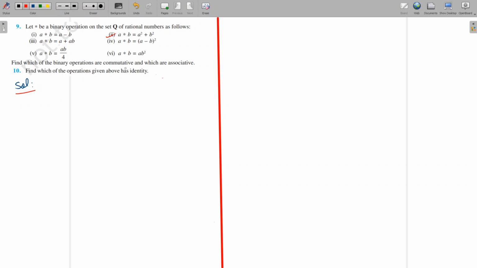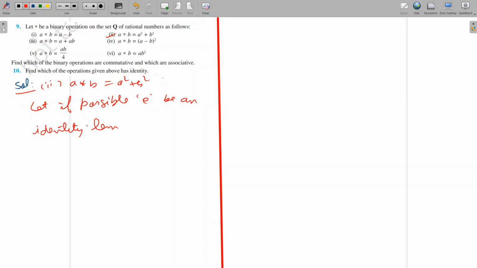Now let us do question number 10, second part. A star B equals A square plus B square. So for the second part, A star B is equal to A square plus B square. Let E be an identity element for star, if possible. Therefore, we get A star E equal to A, and also E star A equal to A.